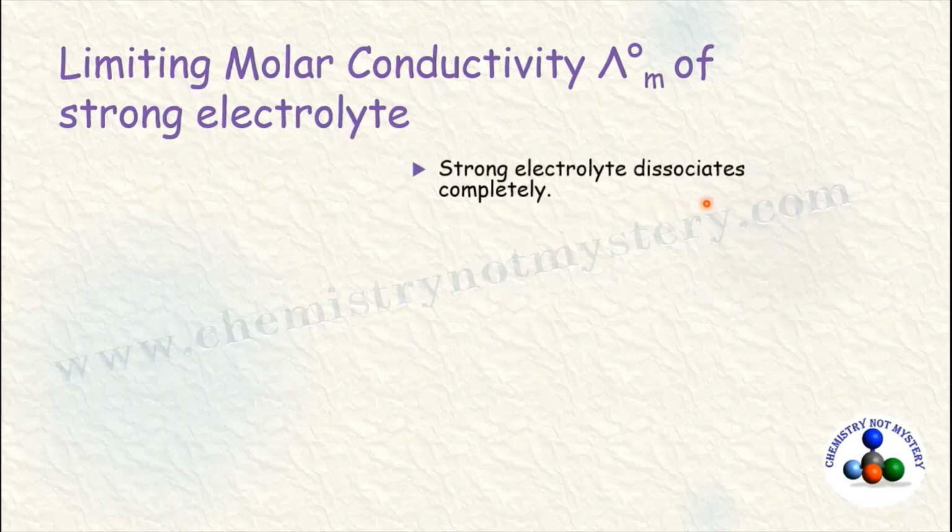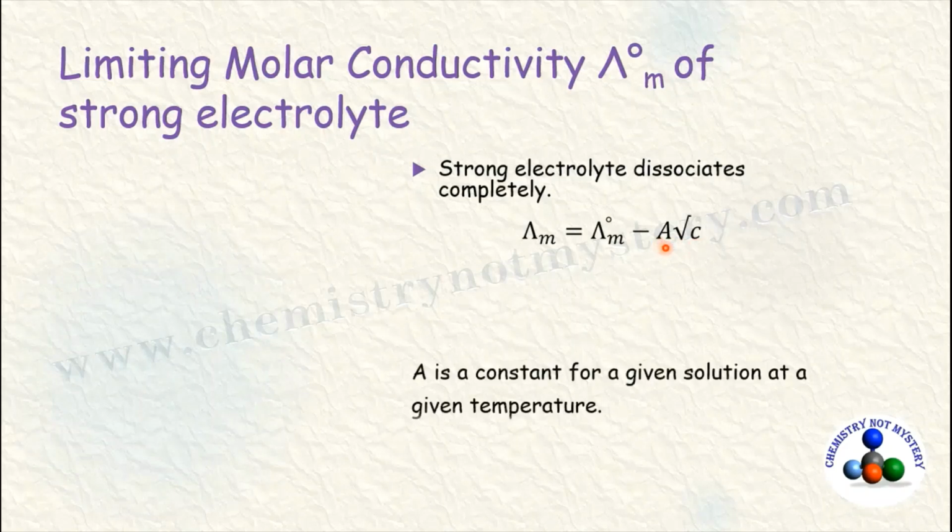Strong electrolyte dissociates completely. For strong electrolyte, the relation between molar conductivity and limiting molar conductivity is as follows. Lambda m is equal to lambda m naught minus a root c, where a is a constant for a given solution at given temperature. That means it is a temperature dependent quantity. And c is the concentration expressed in moles per liter.